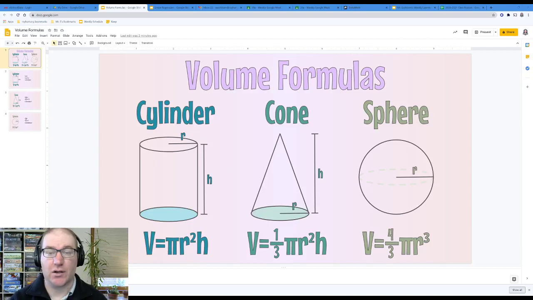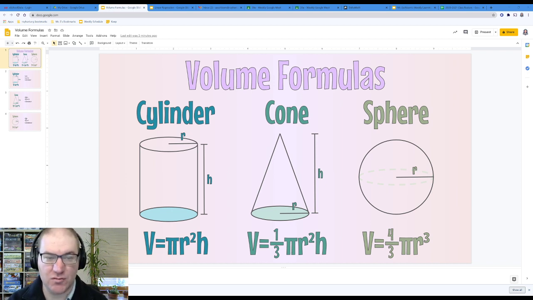In this video, we're going to go through the volume formulas for a cylinder, a cone, and a sphere. As you can see on the screen, we have three three-dimensional shapes, and underneath them, it lists the volume formula for each of them. Let's start with the cylinder.